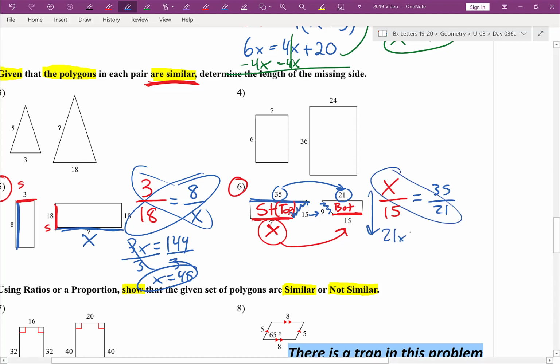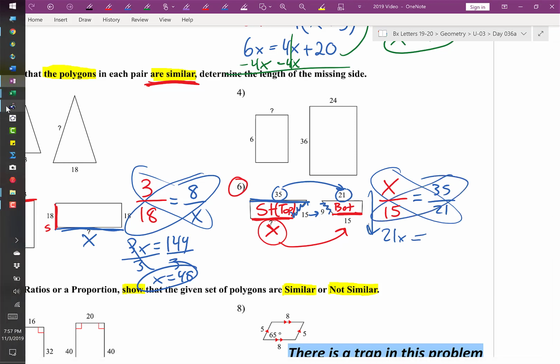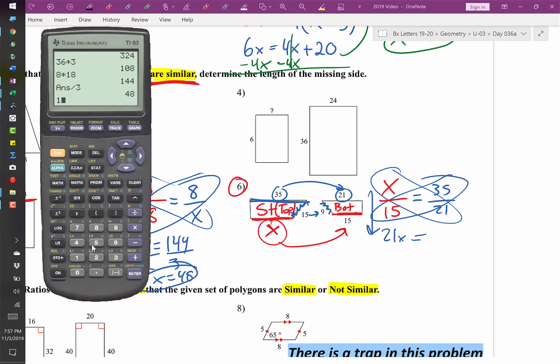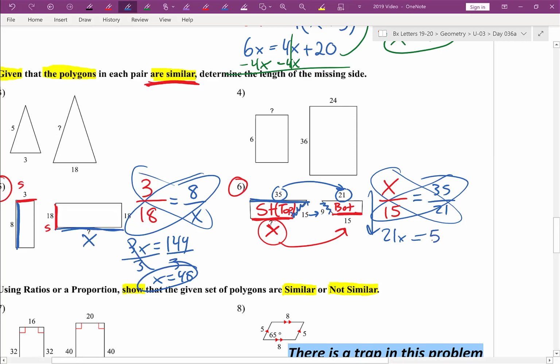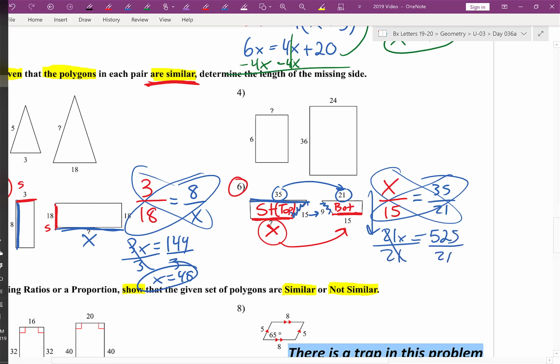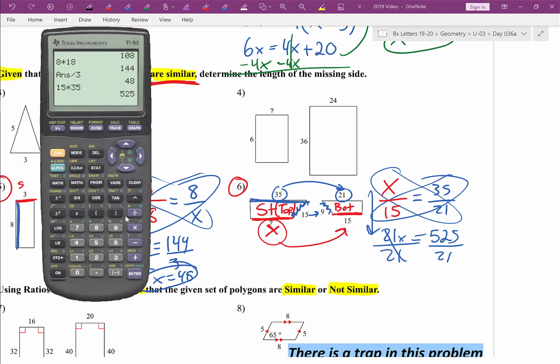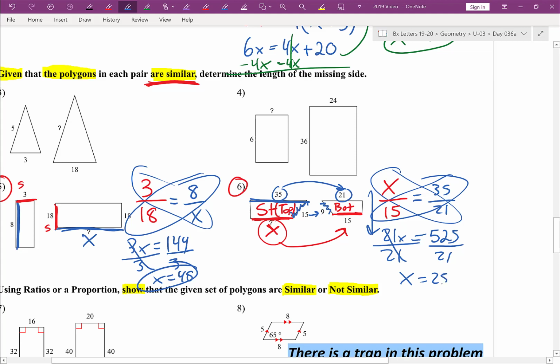So we'll get 21x equals 15 times 35, probably 225? 15 times 35. Yeah, oh wow, it's totally off. 525. And then divide by 21. Sure, that's a 25. All right, x equals 25.